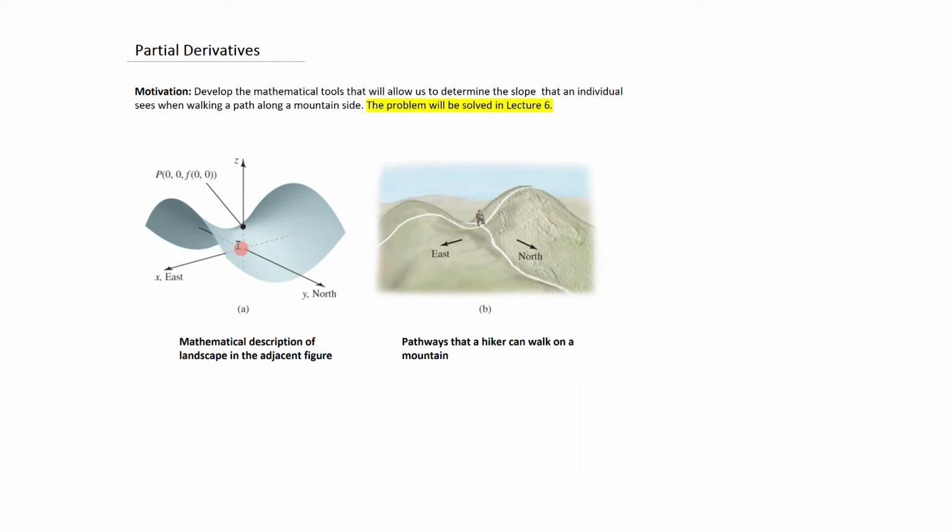All right, so this is a mathematical description, but what we'd like to do is to calculate what the slope is as the hiker goes on a specific path. Now, the actual problem itself will not be solved until Lecture 6, but for the time being, we need to develop the necessary tools so that we can actually solve this problem.